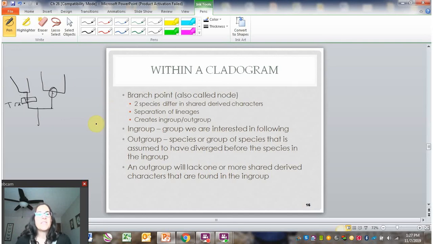And so that difference also creates what's called an in-group and an out-group. So again, this is just how you're looking at your cladogram. So if I'm saying that I'm going to focus on this trait and the trait arising there, then this becomes the in-group and this becomes the out-group. Or in other words, the in-group has the trait that you're interested in and the out-group does not have the trait that you're interested in.